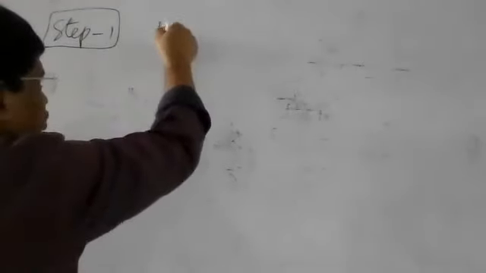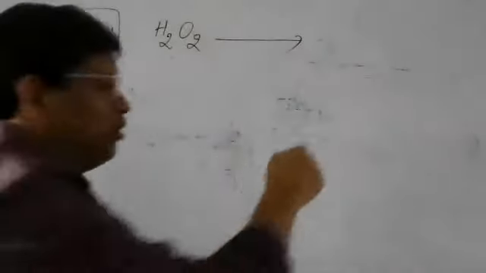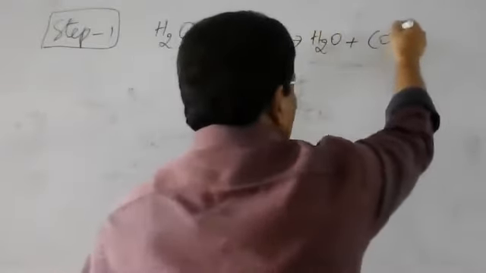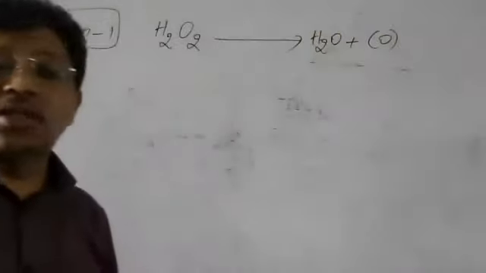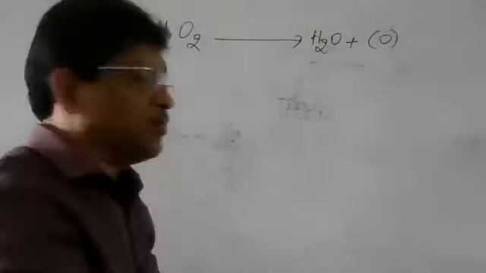Now, if you take this reaction, the H2O2 decomposition, it takes place in how many steps? 2 steps. In step 1, H2O2 dissociates into H2O and nascent oxygen. This is a highly reactive species.